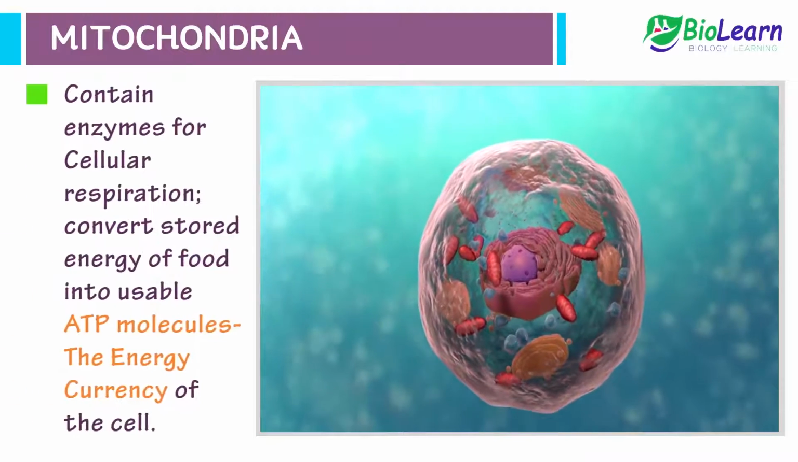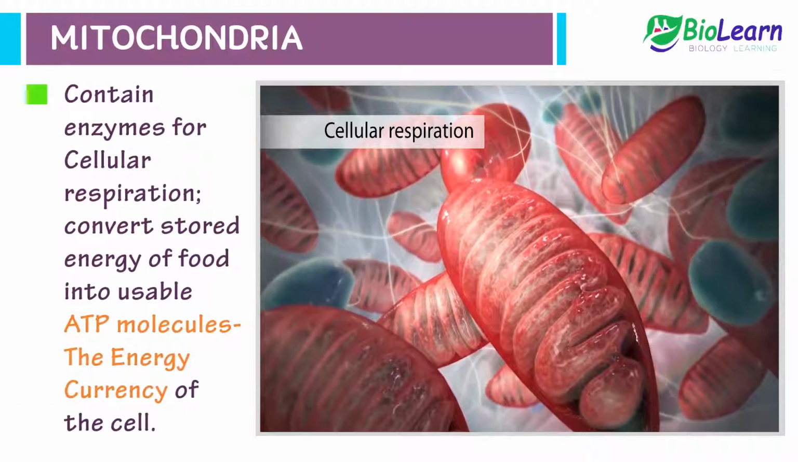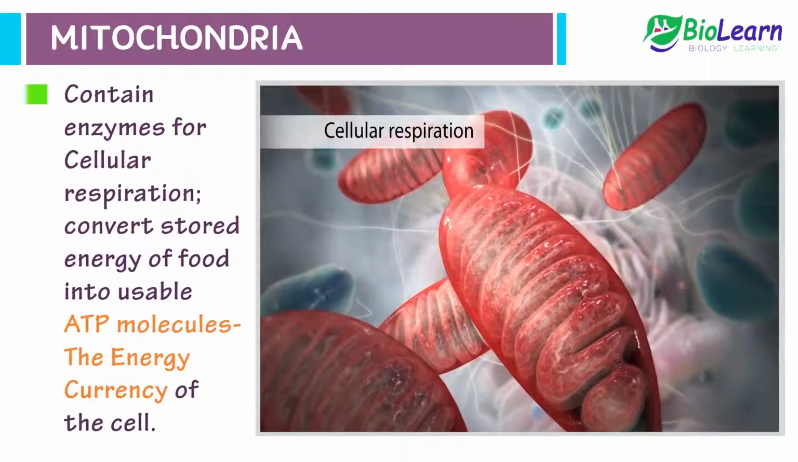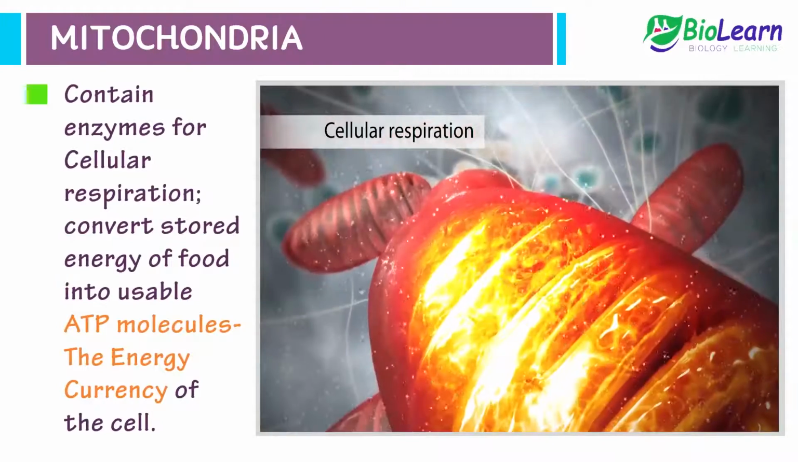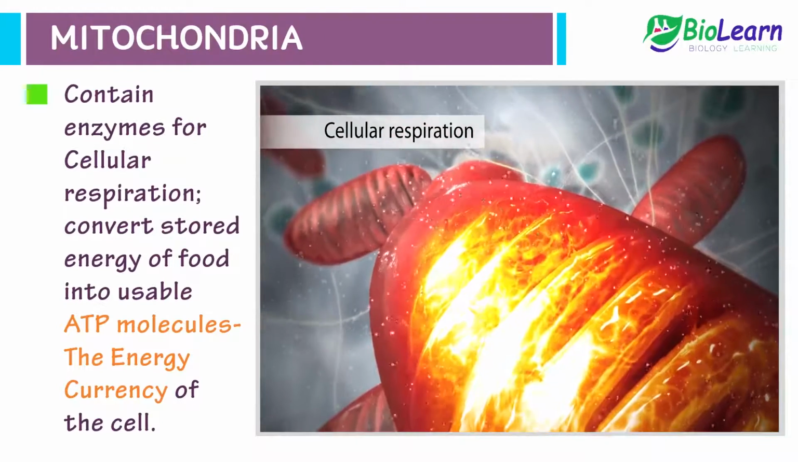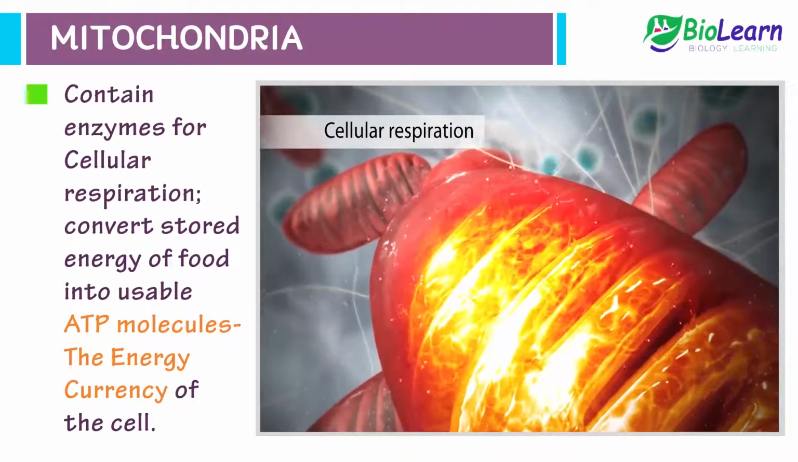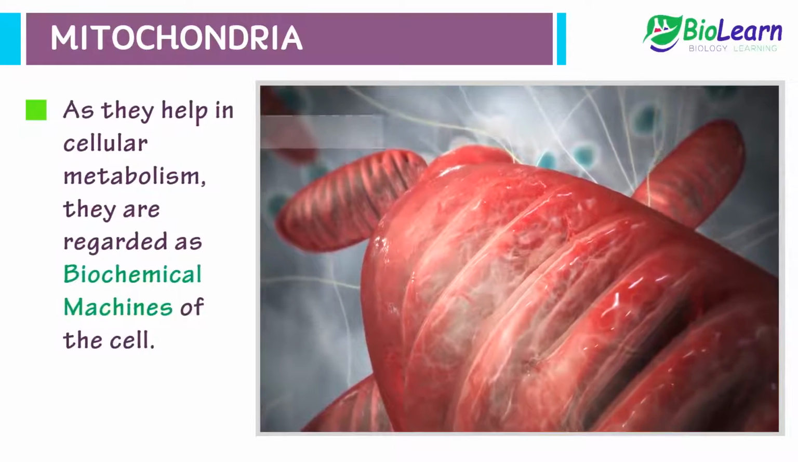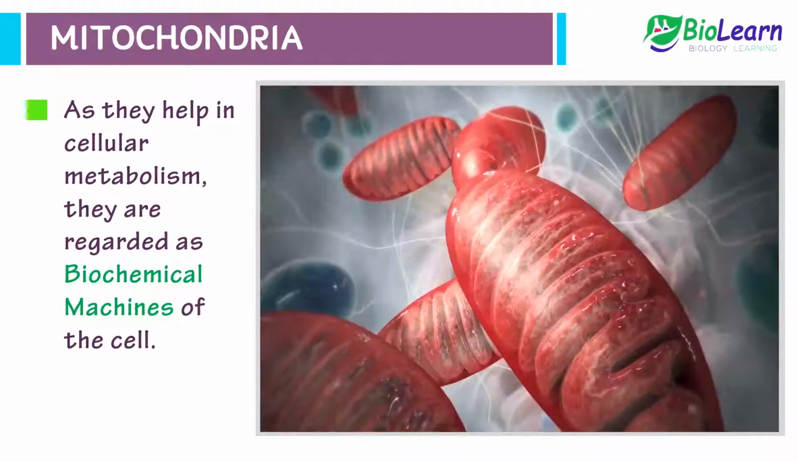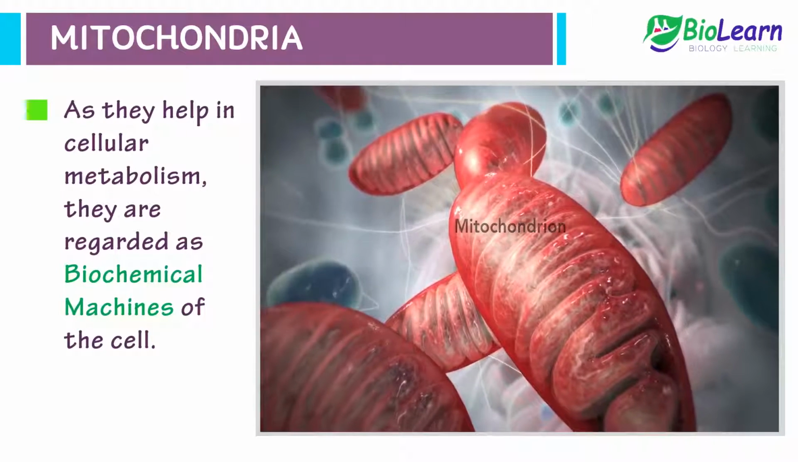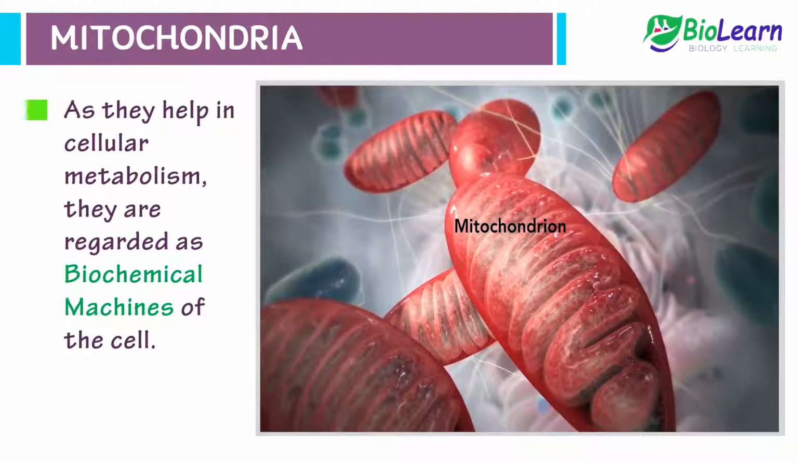They contain enzymes for cellular respiration which convert the stored energy of food into usable energy. This usable energy is stored as ATP molecules, which are known as the energy currency of the cell. Mitochondria are also regarded as biochemical machines of the cell because they help in various metabolic activities of the cell.